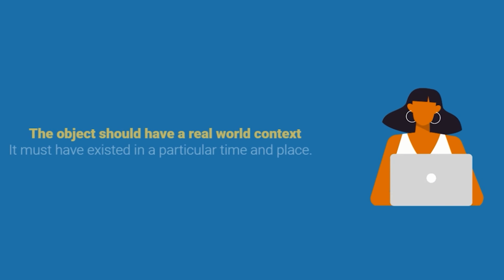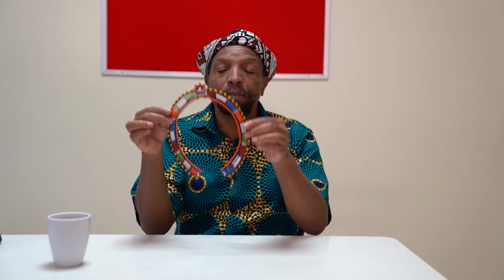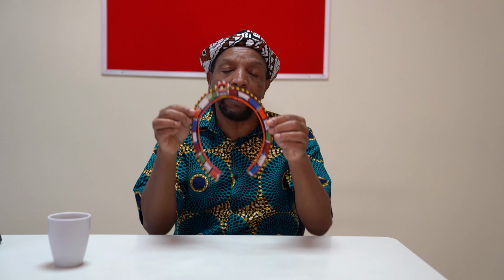After you've done that, there are certain questions or issues that you need to ask yourself. The first thing you need to ask yourself is, does the object have a real world context? The object must have existed in a particular time and place. So this Maasai necklace did exist in a particular time and place. It belongs to the Maasai people. It represents a certain cultural base.